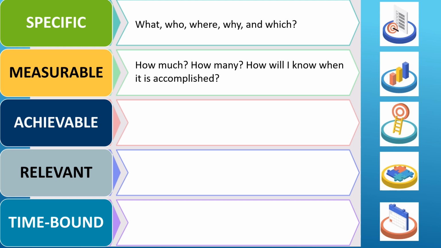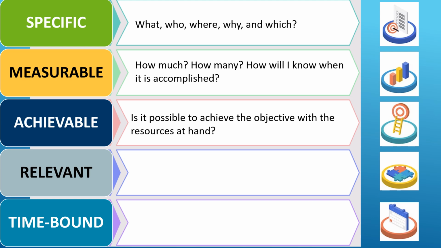Achievable. The objective should be realistic and attainable, considering the resources, budget, knowledge, and time available. It answers the question, is it possible to achieve the objectives with the resources at hand?